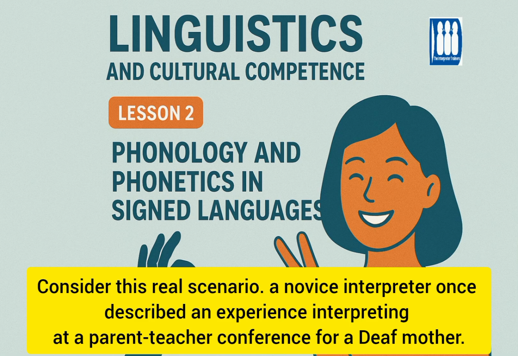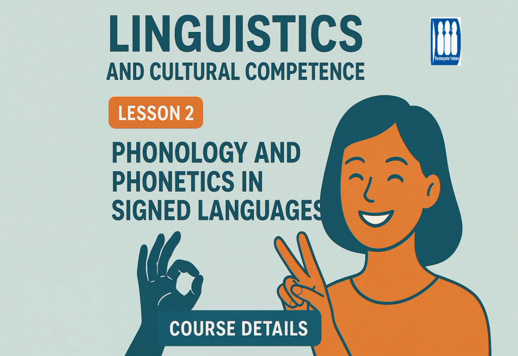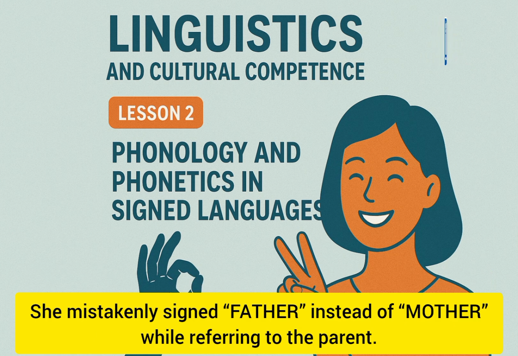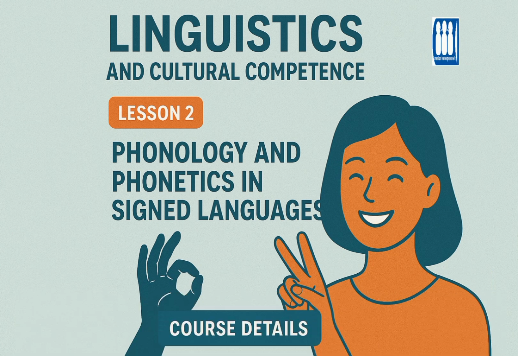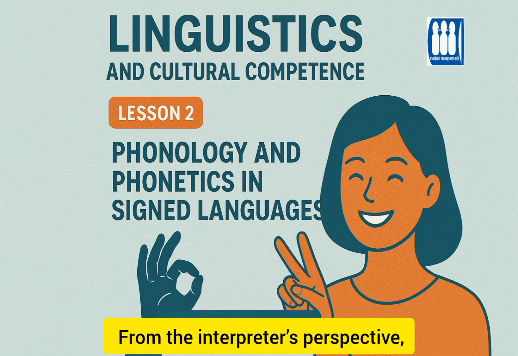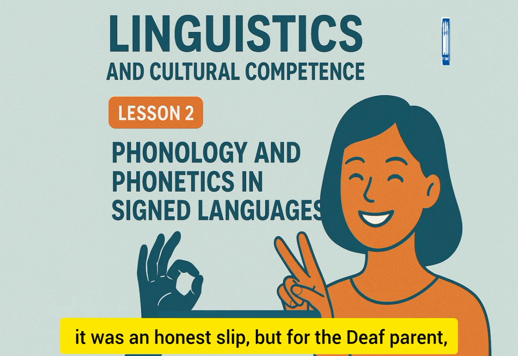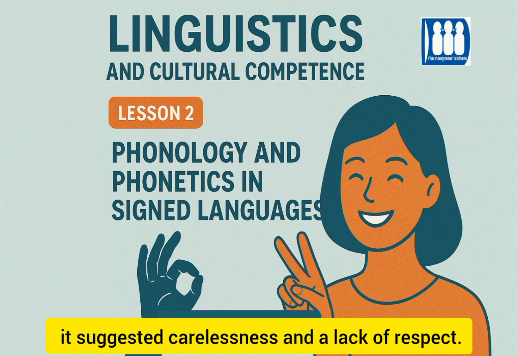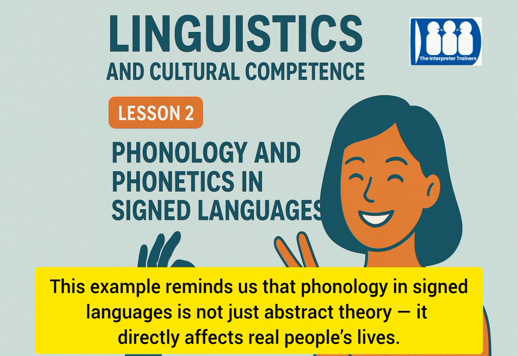Consider this real scenario. A novice interpreter once described an experience interpreting at a parent-teacher conference for a deaf mother. She mistakenly signed father instead of mother while referring to the parent. The deaf mother looked puzzled, then offended. A small location error in the sign altered the entire meaning. From the interpreter's perspective, it was an honest slip, but for the deaf parent, it suggested carelessness and a lack of respect. This example reminds us that phonology in sign languages is not just abstract theory, it directly affects real people's lives.